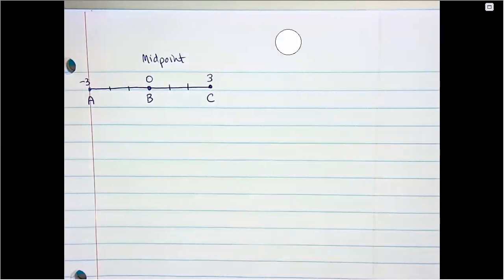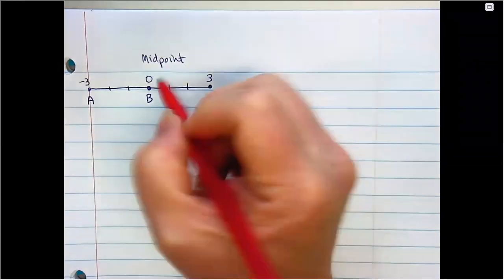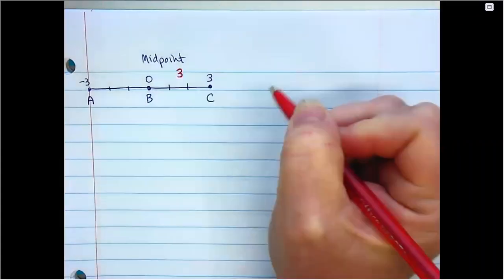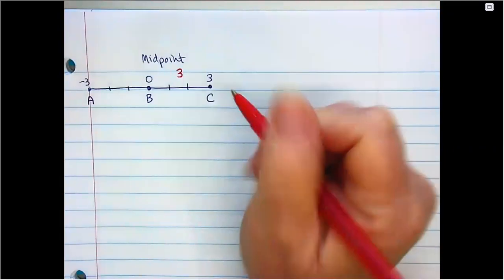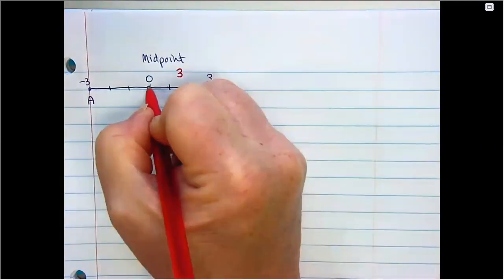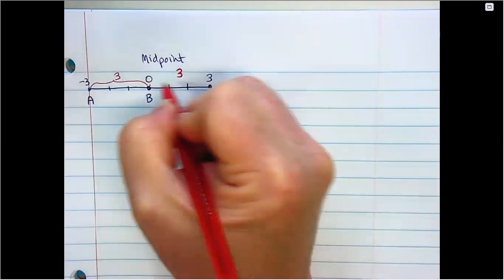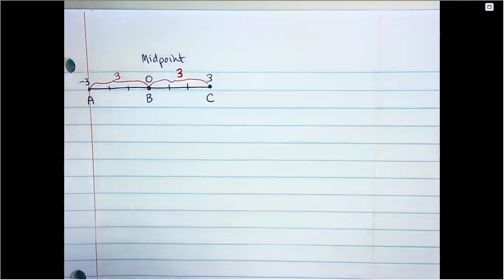If I were to ask you, what is the distance from 0 to 3? Hopefully you'd tell me 3. There's 1, 2, 3. Remember, we're counting spaces, not dots. And then the distance from 0 to -3, which is always a positive distance because distance can't be negative, is also 3. So what do we notice about the distances on each side?